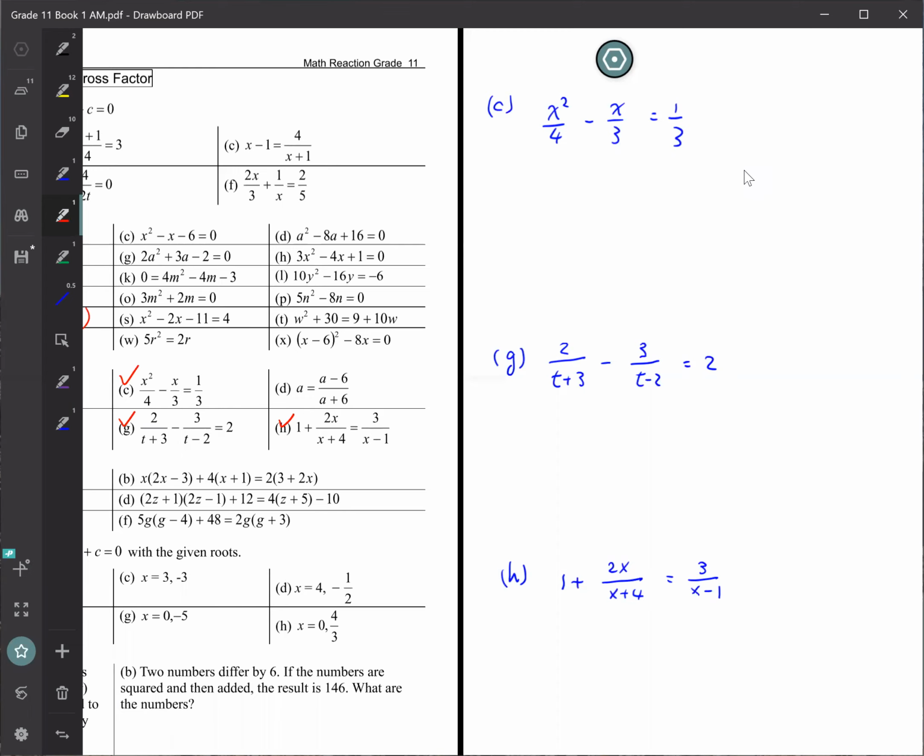So what's the common denominator we should multiply with for question C? Colin? 4 and 3. So that means 12, right? Yeah, okay. So everything times 12, okay? So you guys can raise your hand after you got rid of the denominator. Everything times 12.